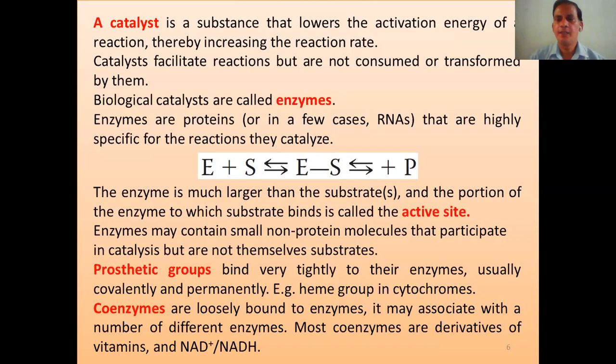Substrates are usually used up in that particular reaction to give the products. So we can have prosthetic groups. They bind very tightly to the enzymes. They are usually covalently bound and permanent. For example, we can have heme groups in cytochromes, with a centrally connected iron. Then we can have coenzymes. These are loosely bound to enzymes and may associate with a number of different enzymes. Most coenzymes are derivatives of vitamins, such as NAD plus or NADH.